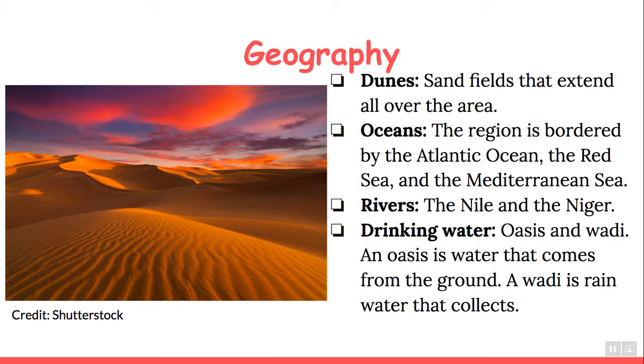Some permanent rivers that they have are the Nile and the Niger. And then drinking water, which, yes, in Africa, they do have drinking water in the desert. There's an oasis and wadi. An oasis is water that comes from the ground. So it's groundwater and it collects into a little type of pond. And then there's a wadi, which is rainwater that collects.